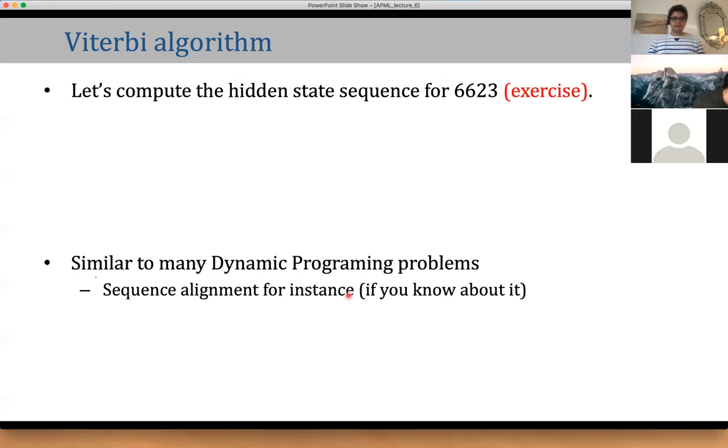And it's a very, as I said, it's a classical dynamic programming problem. For instance, sequence alignment. If you did that, did you do sequence alignment at some point?